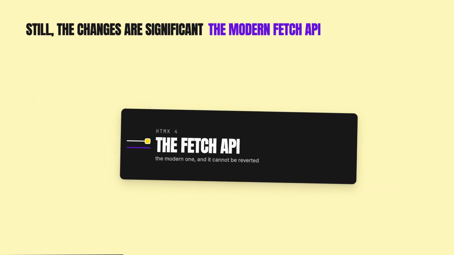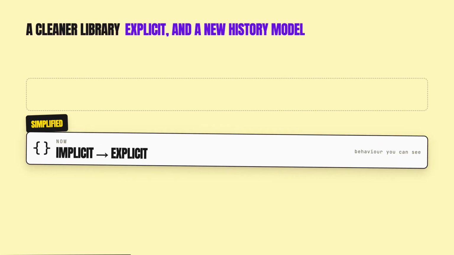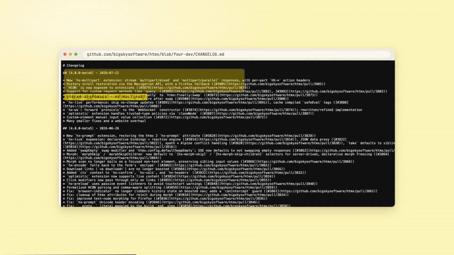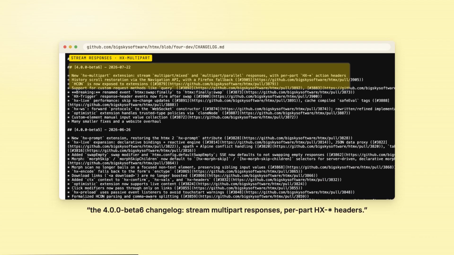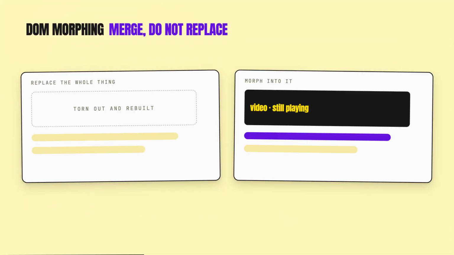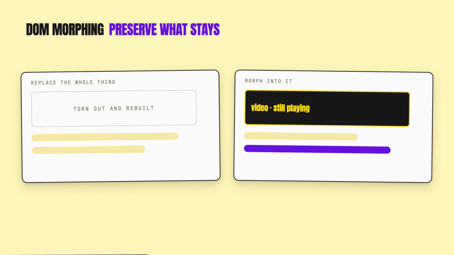HTMX 4 replaces the older XML HTTP request system with the modern Fetch API. It simplifies parts of the library that had accumulated complexity, makes previously implicit behavior more explicit, and changes how browser history is handled. It also introduces features such as streaming responses and built-in DOM morphing. DOM morphing allows HTMX to intelligently merge new HTML into the existing page. That can preserve important elements and make an update feel smoother than simply deleting and rebuilding everything.